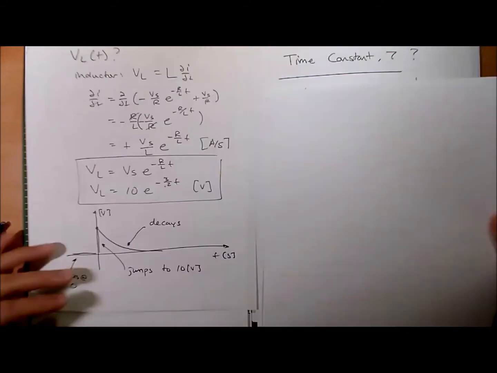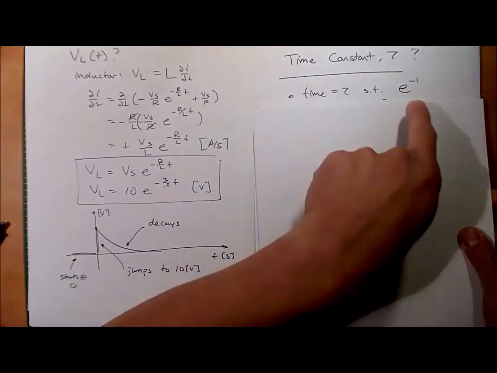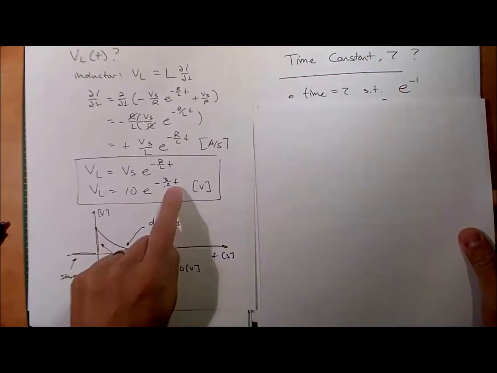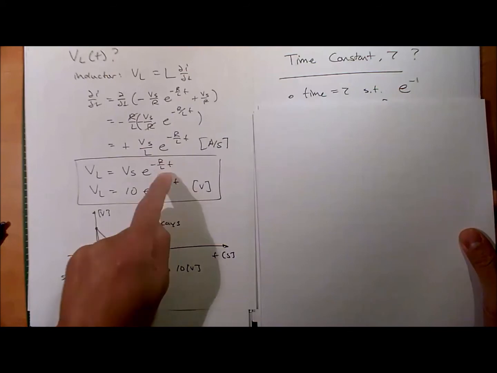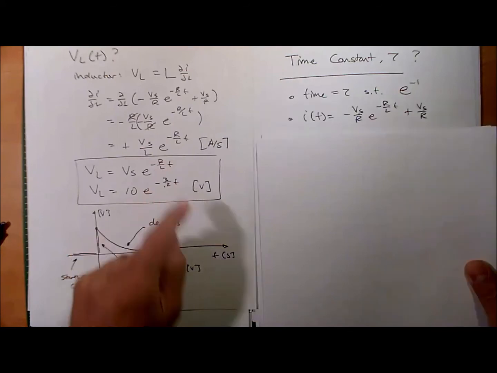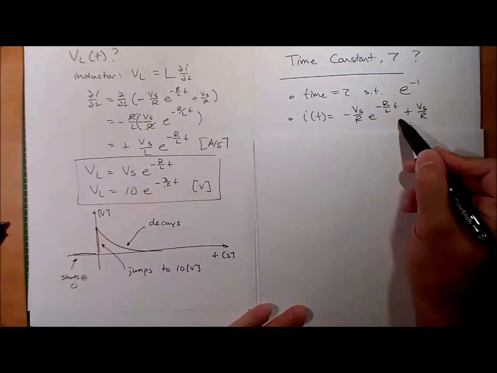Again, the time constant is the time to get to e to the minus 1, right? In this case, it's going to be L over R. I hope you guys can see that, right? To get this to be a 1 in the exponent, I have L over R as my time constant, right? And I have that rewritten here.